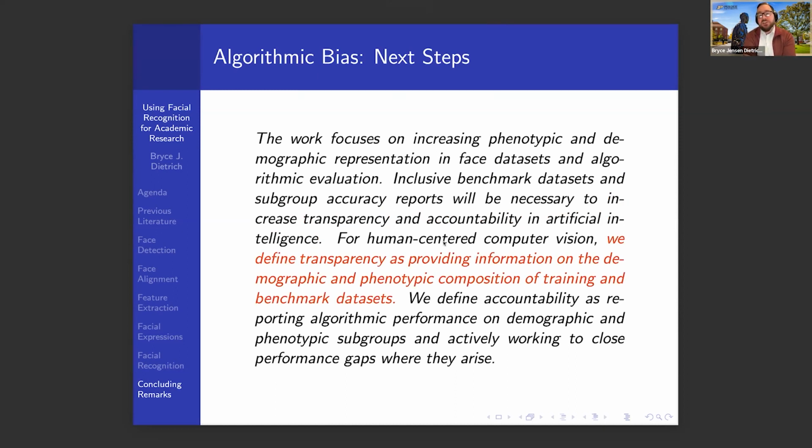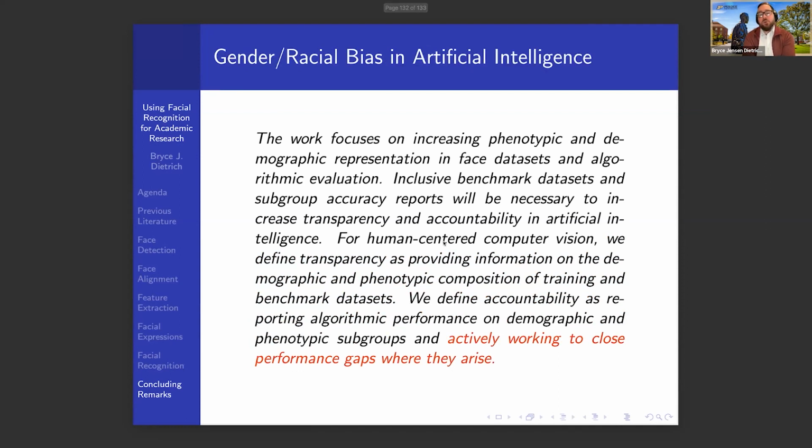These authors define transparency as providing information on the demographic and phenotypic composition of training and benchmark data sets. This is something we can absolutely do when we train our own algorithms for the purposes of our own research. We can talk about the demographic composition of our data sets. In some instances, we can't control the demographic composition, i.e. if we're training an algorithm to classify members of Congress, but it's certainly something that we should make readers aware of. And then finally, they define accountability as reporting algorithm performance on demographic and phenotypic subgroups and actively working to close performance gaps whenever they arise.